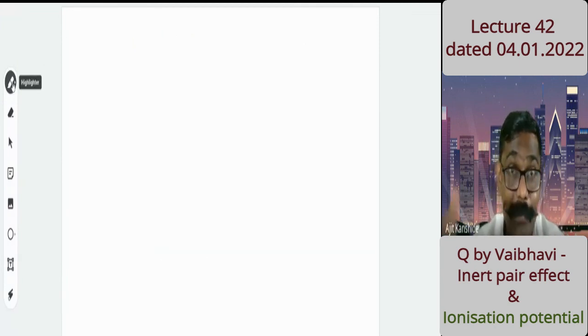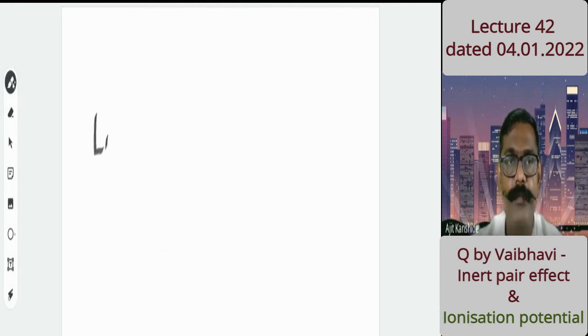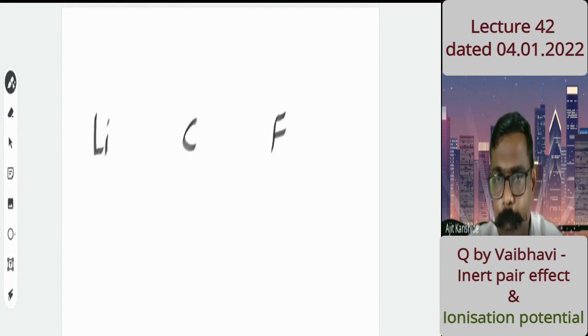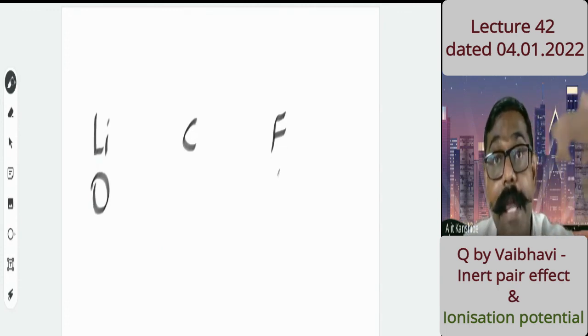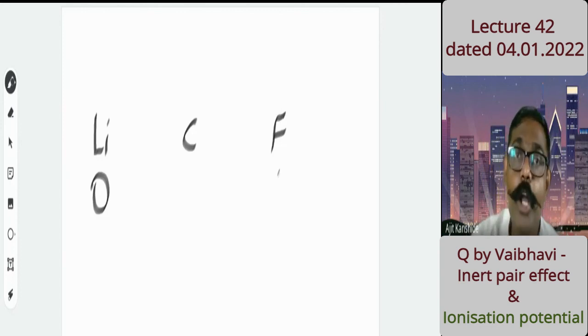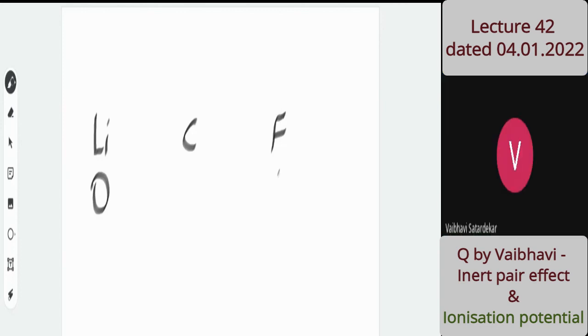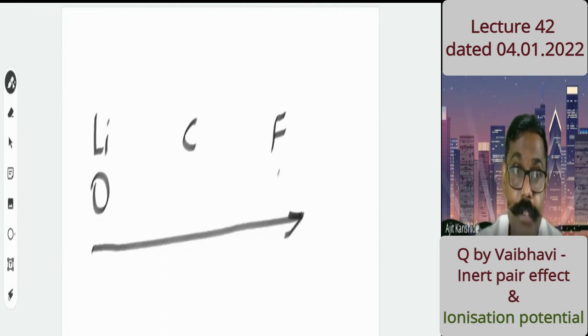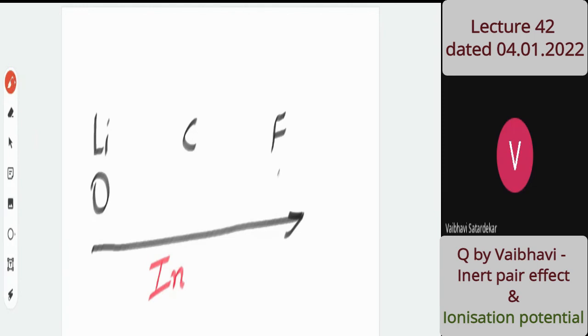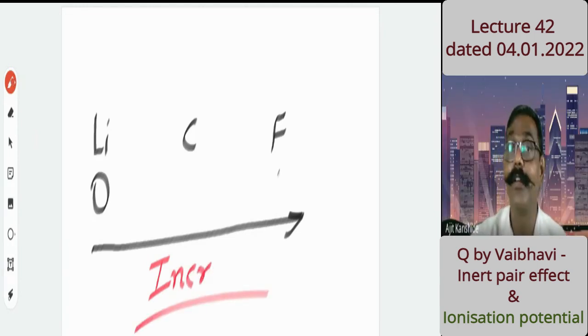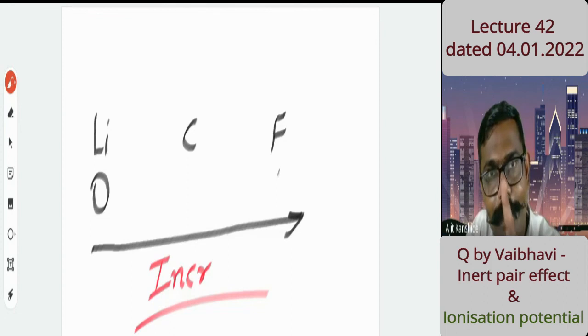But I want you to apply that logic with understanding. As I move from left to right, from lithium to fluorine, the size of fluorine is small and the size of lithium is larger. Where will be the high electron gain enthalpy, for fluorine or for lithium? For fluorine. So here the electron gain enthalpy will increase.